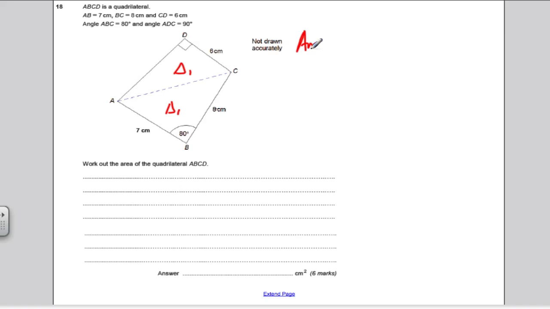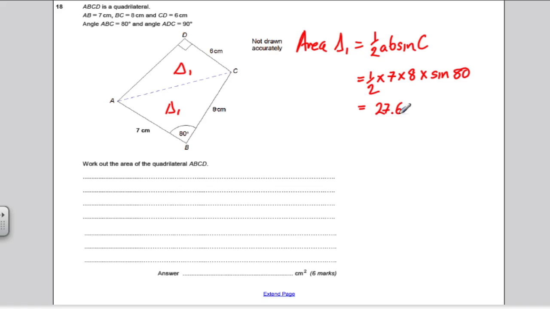The area of triangle 1, well, we can use the formula in our formula booklet, which is a half ab sine C. Well, what that means is a half times two of the sides multiplied by each other, 7 times 8, and the sine of the angle in between those two sides, so the sine of 80. So you work that out and you get 27.6 centimeters squared.